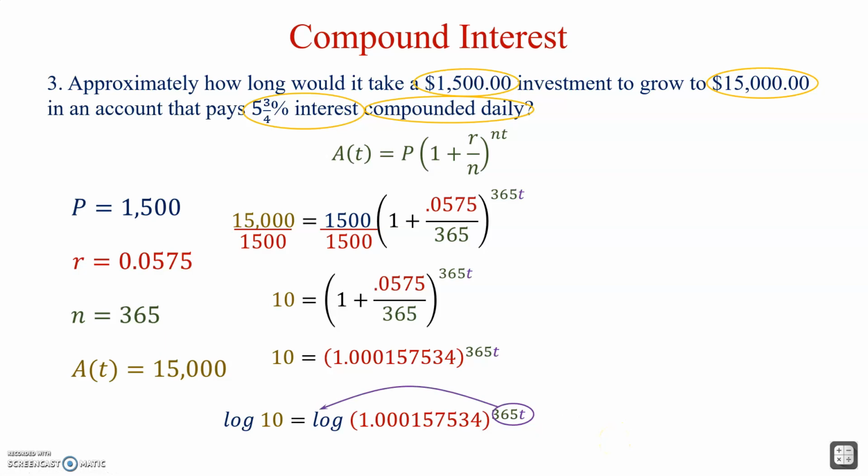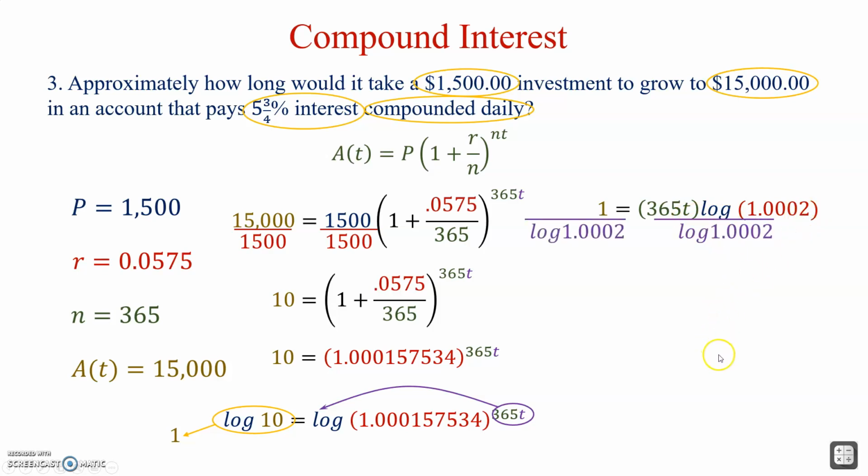So when it comes time to simplify, this left side, log 10, if you recall, actually equals 1. So when we simplify, we'll get 1 equals that 365t, because the exponent came out in front, log, and I just rounded over here. Still trying to get t by itself, let's divide both sides by that log. Left side, 1 over that log 1.0002, still left with 365t. T is being multiplied, so we'll divide 365 on both sides.